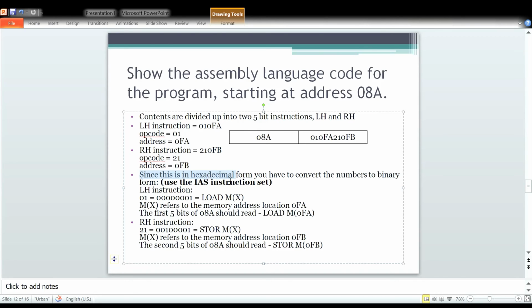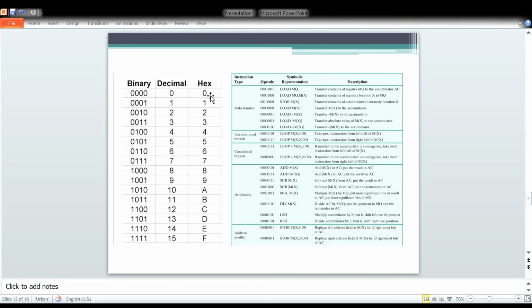Since this is hexadecimal, we need to convert the numbers into binary. The opcodes are still in hexadecimal, so we need to convert them into binary. How do we convert it? We look at the table. If we have 0 here, we change it into 0000 in binary. And if we have 1, we change it to 0001 in binary.